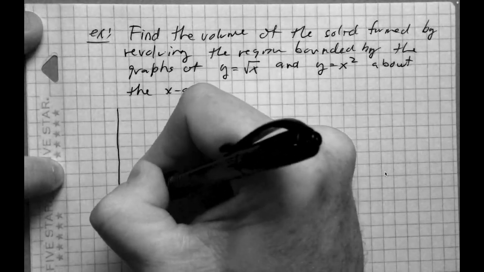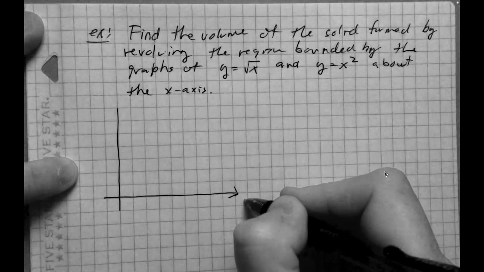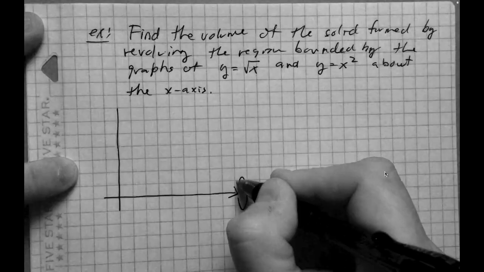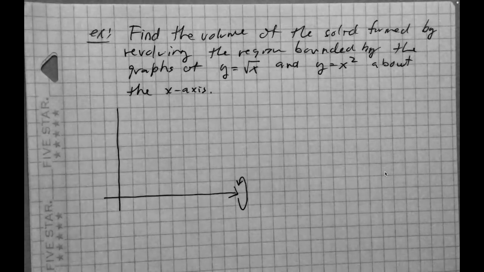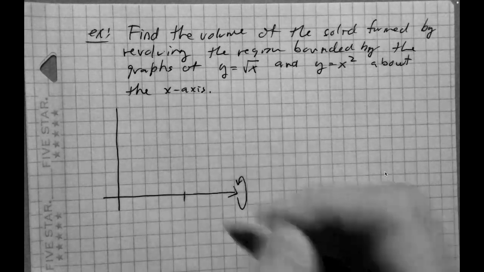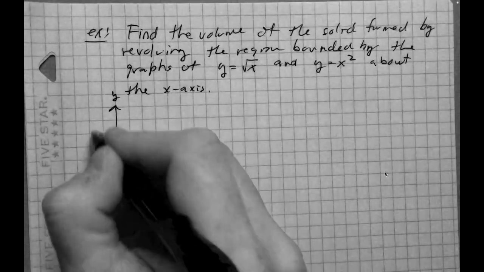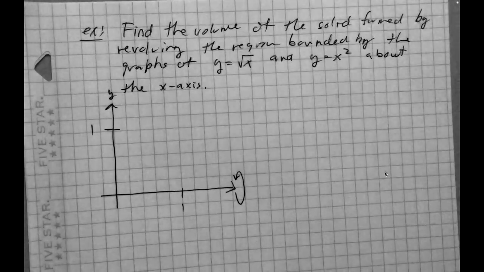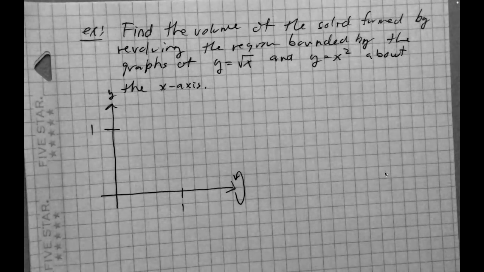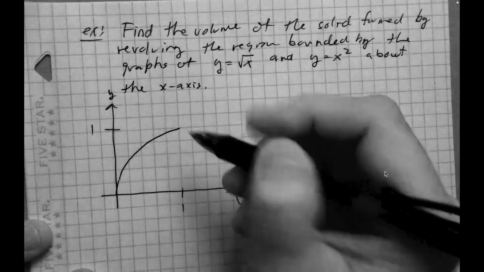Let's draw a picture. We've got our x-axis. We know we're going to rotate around the x-axis, so let's denote that as such. This will be drawn a little bit larger than normal. This is 1, this is 1. If you plug these two functions into Wolfram Alpha or something, you'll be able to see that it's going to look a bit like this.